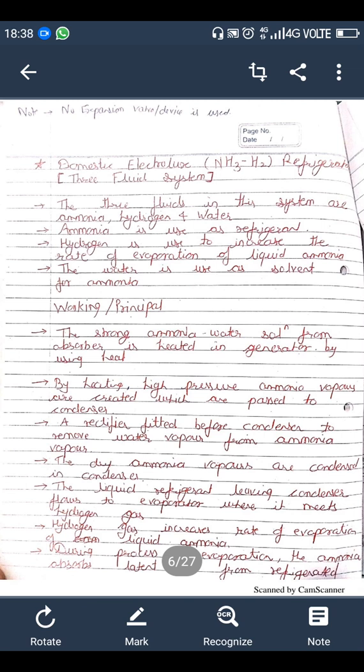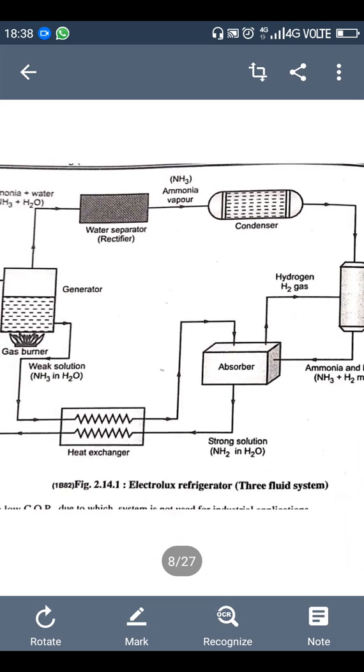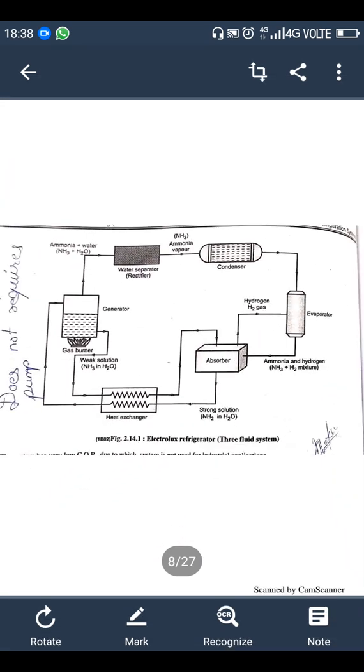Now we are going to see this domestic Electrolux refrigeration system or three fluid system. You can see this three fluid system here, and the image of this system is here. This Electrolux refrigeration system does not require a pump.